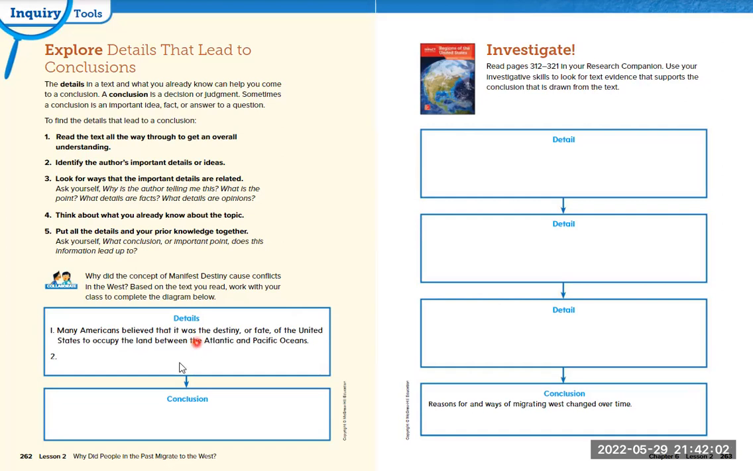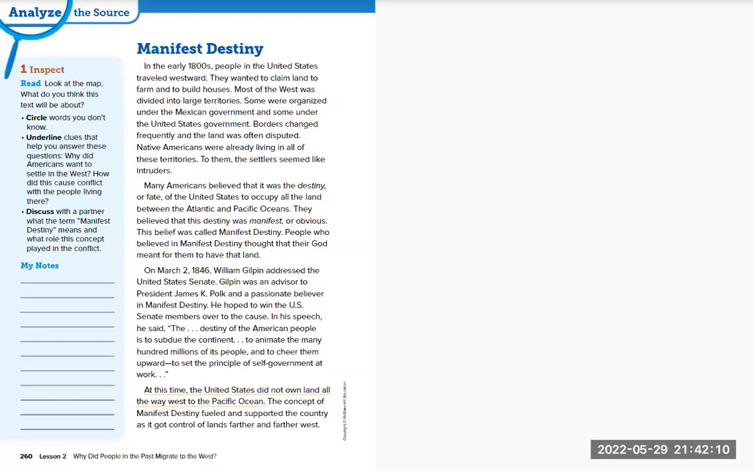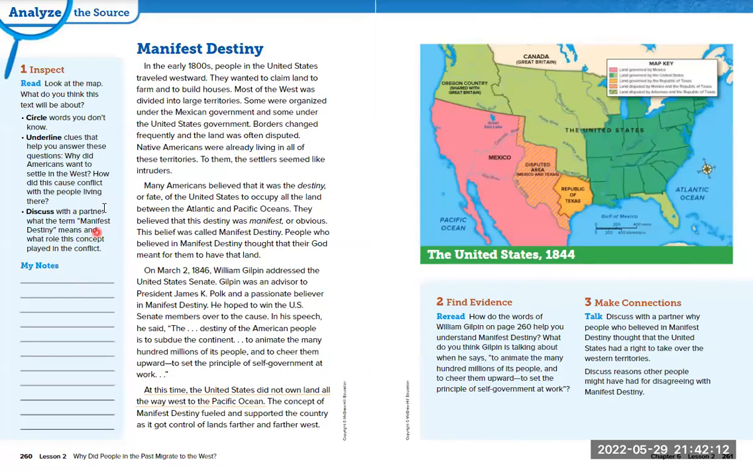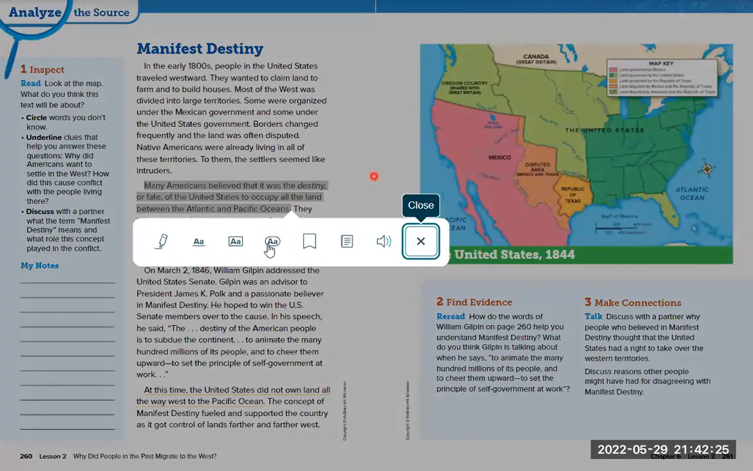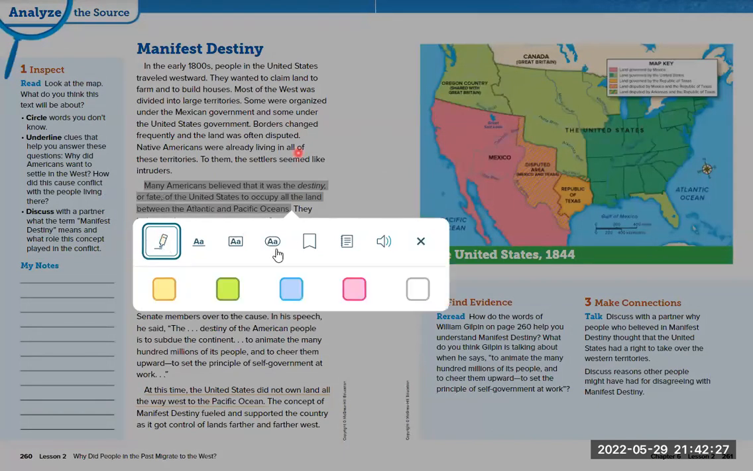That is one important detail. We are going to find one more detail that supports this. So looking back on pages 260 and 261, we're going to find where it says that information, and we have it right here. Many Americans believe that it was destiny or fate of the United States to occupy all the land between the Atlantic and the Pacific Oceans. That is one detail, and you can annotate that.